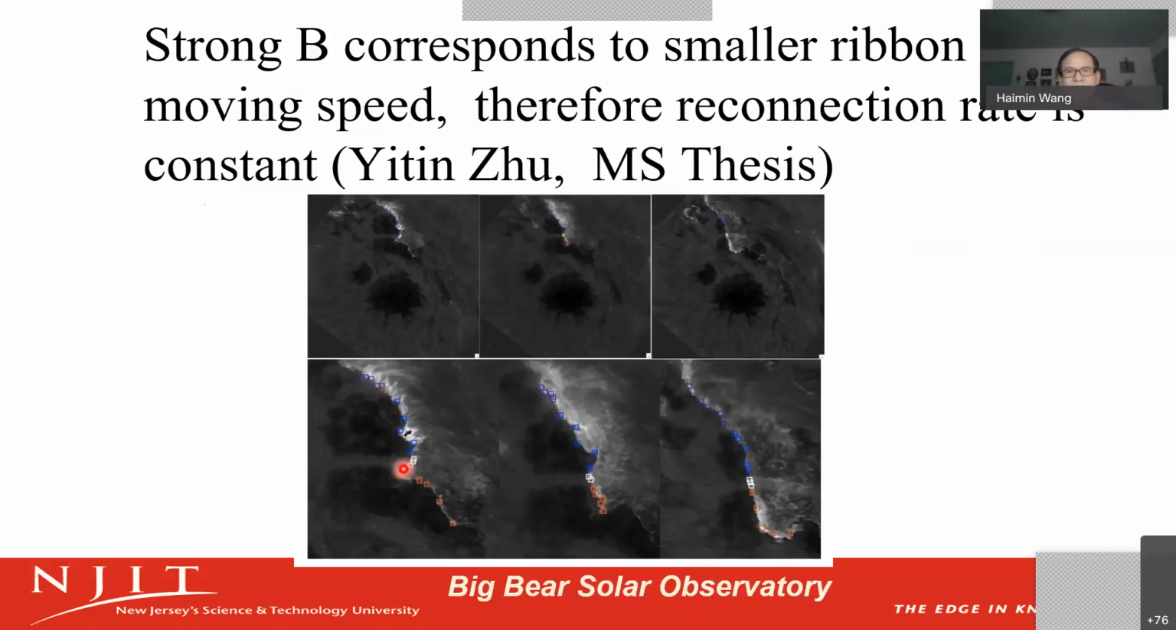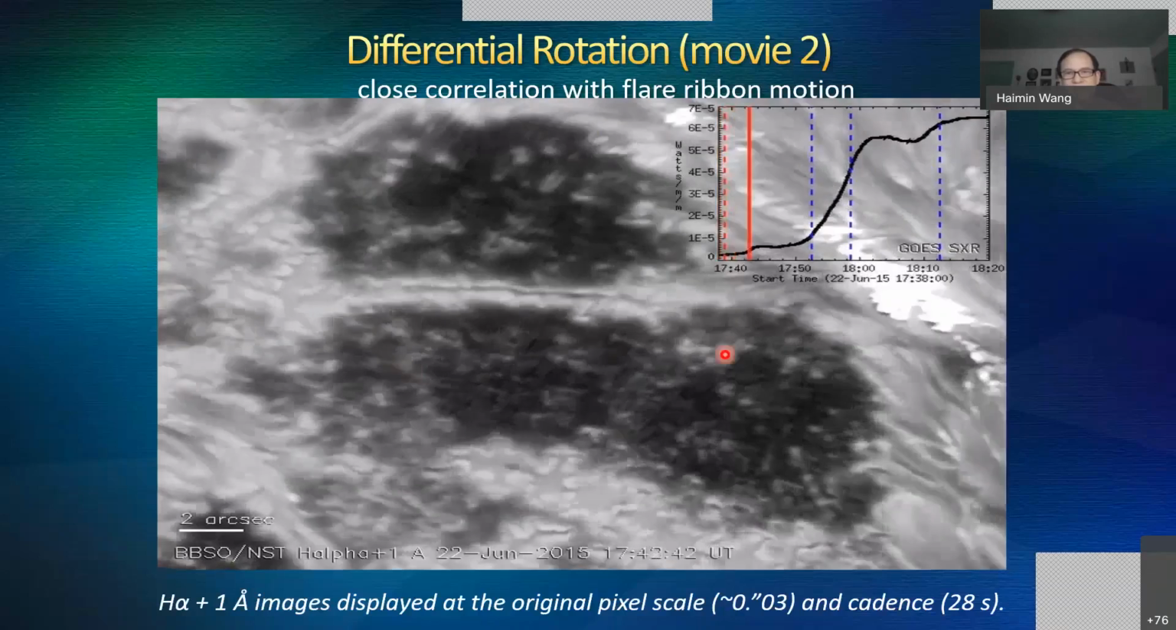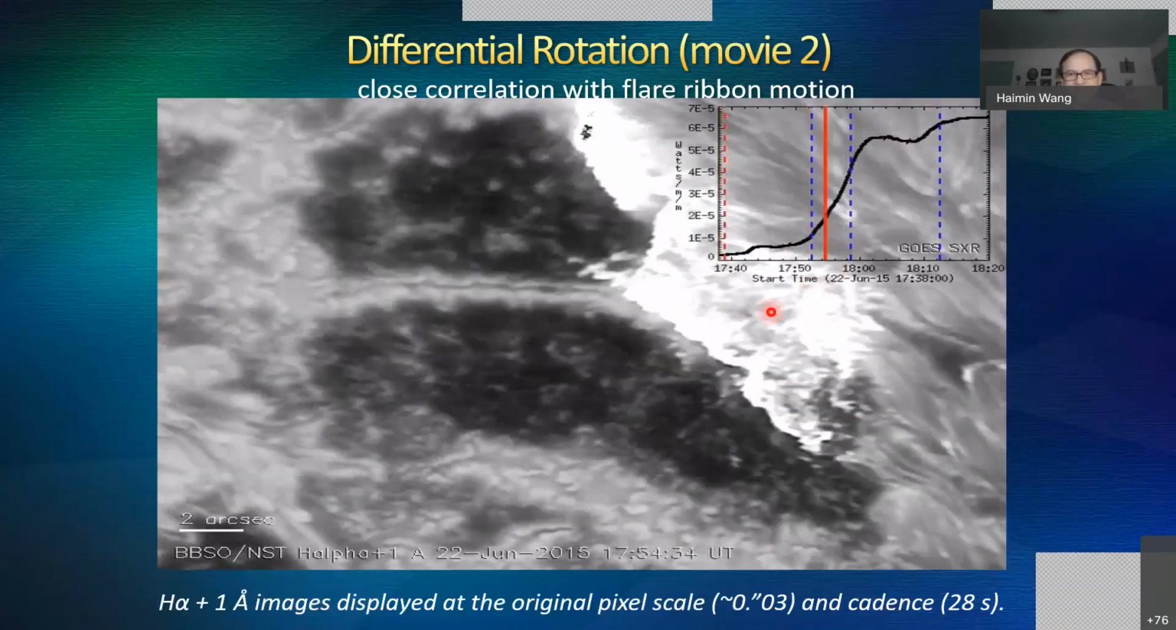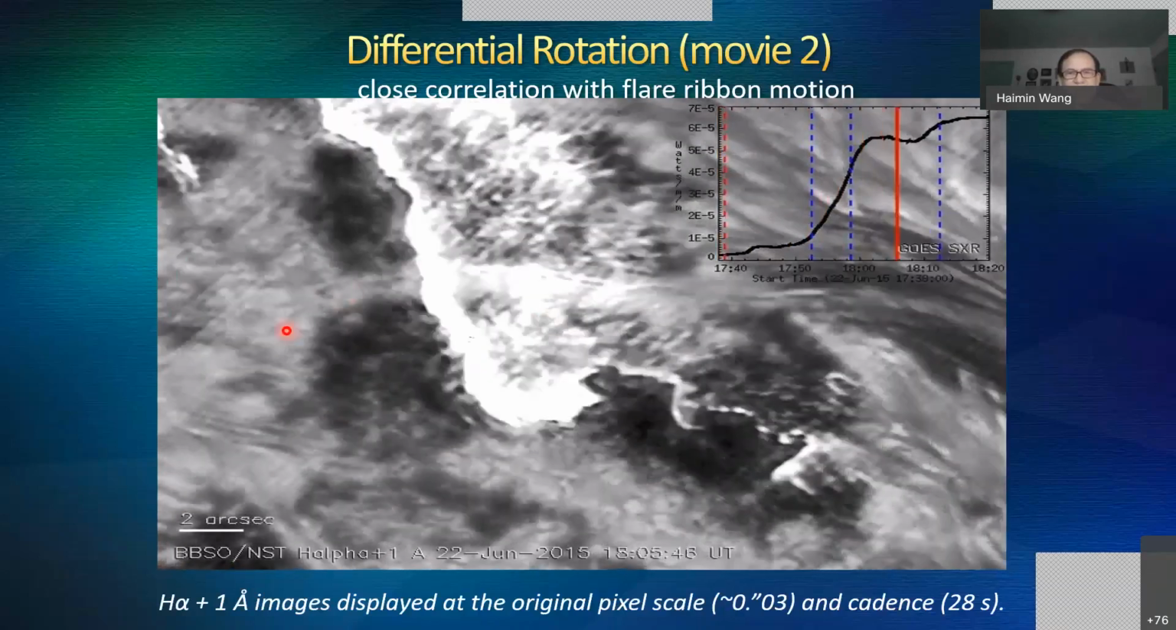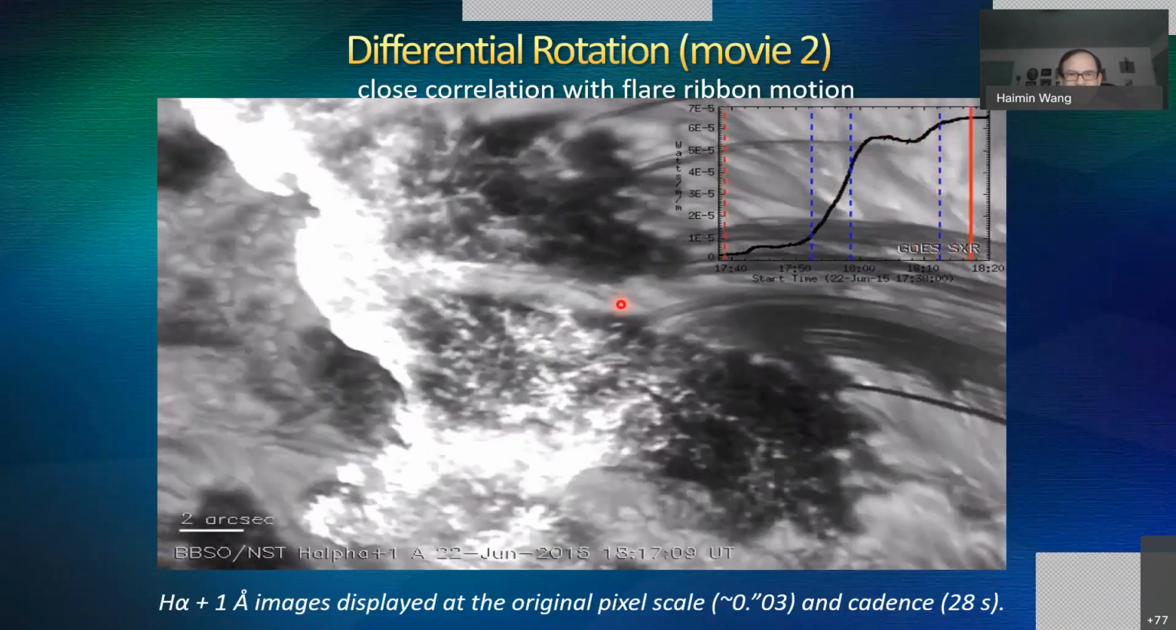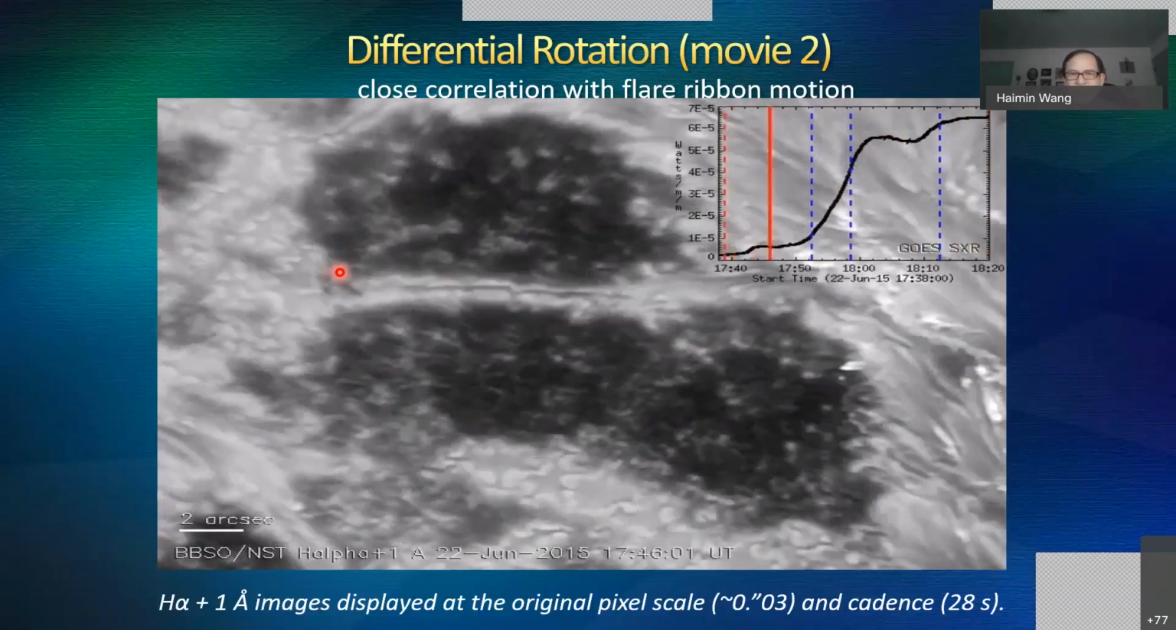The light bridge has a weaker magnetic field. Then you can see the flare ribbons will propagate slower when the field is weaker. So this movie will show this propagation of it. So you can see in the light bridge, the flare ribbon will move faster.